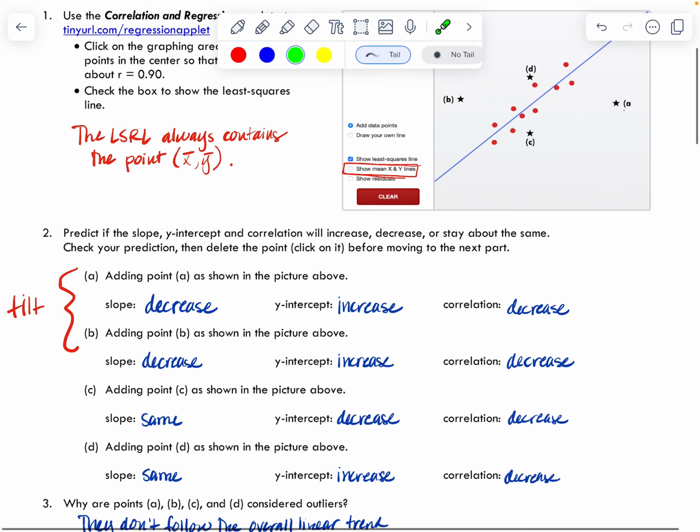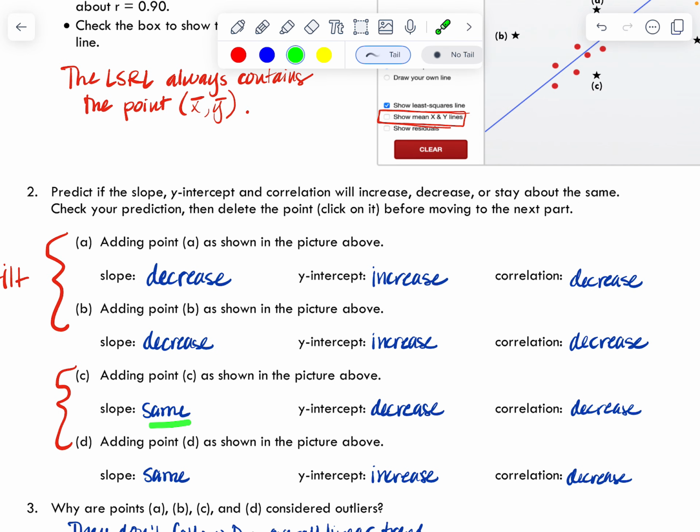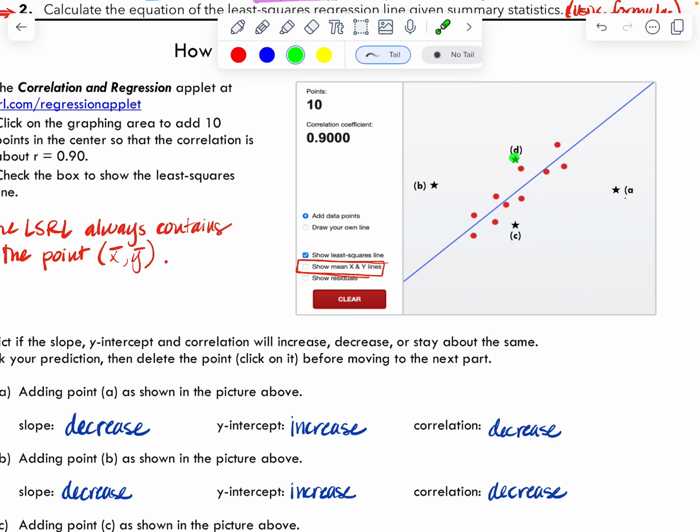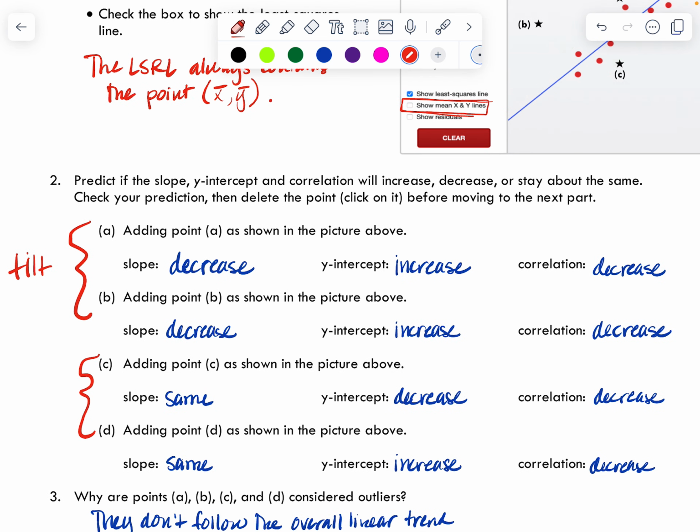When you add points C and D, they affect the slope a little bit, but not quite as much. So when you added these, hopefully you saw that the slope pretty much stayed the same. The y-intercept decreased on C and increased with D, and for both of them the correlation got weaker. But what C and D do here is they actually just cause the line to shift up or shift down. So those types of vertical outliers cause the line to shift up or down, and this one tilts the line.